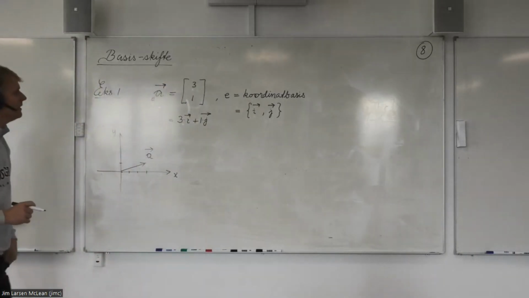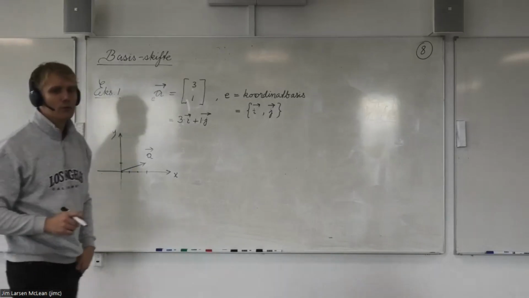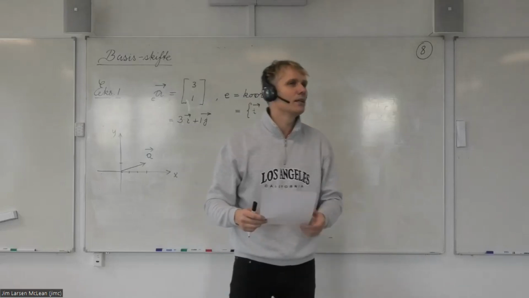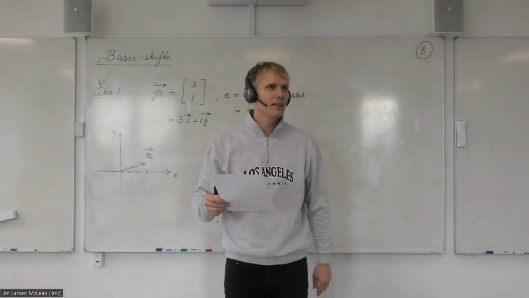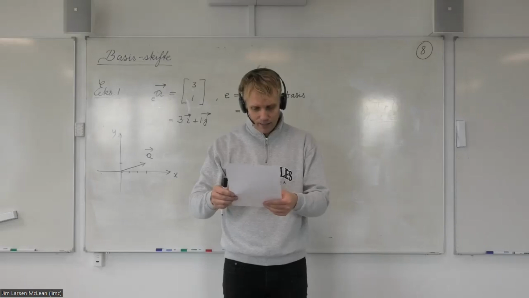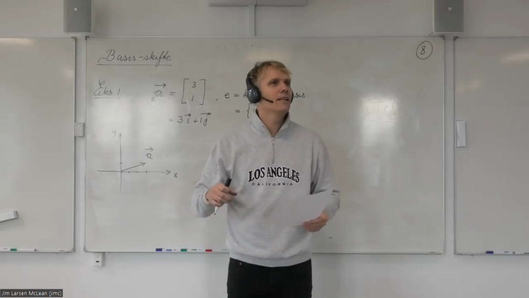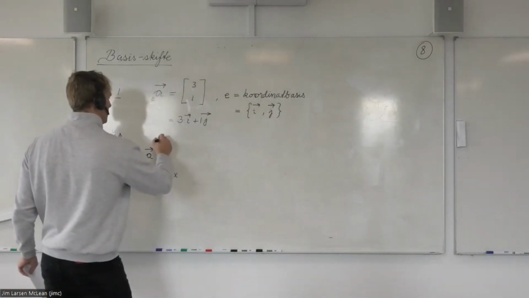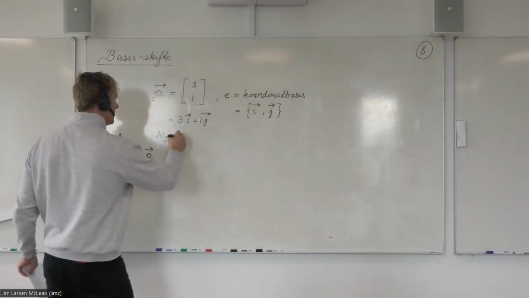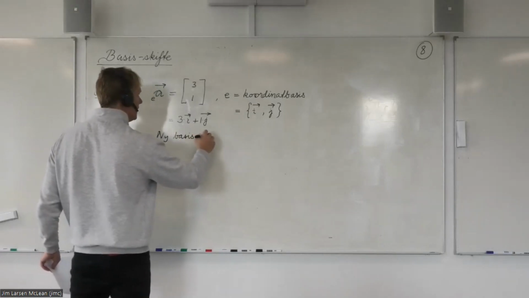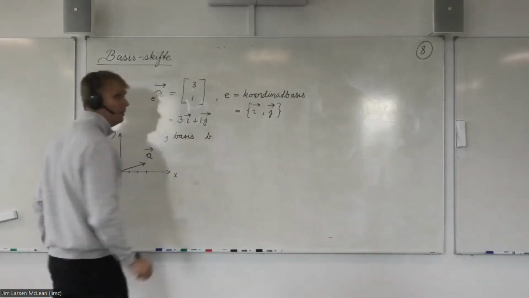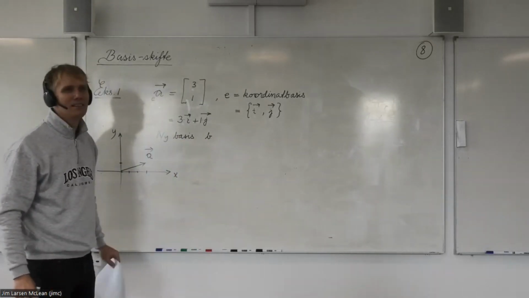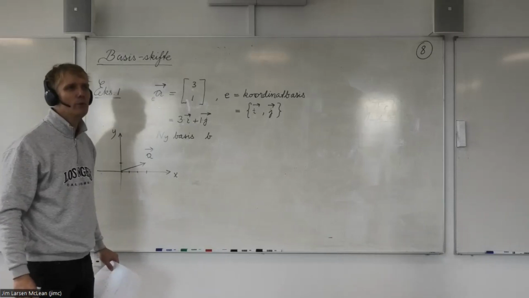Now I will write the new basis. It resulted in some fractions, but that's okay. So I just randomly invented 2 new vectors and let them be a new basis. The new basis that I am now creating, I give it the name b. That's for the basis. It's the same vector a, with new glasses.